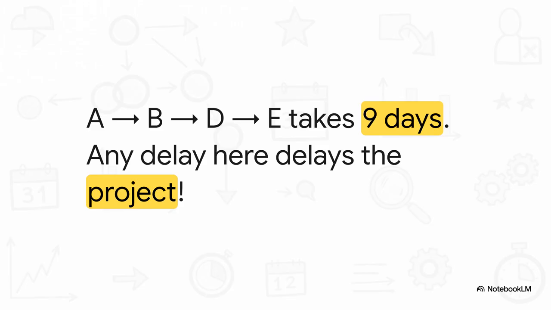These are the specific tasks you, as the project manager, must monitor with absolute intensity. If someone working on task C gets sick for a day, you're fine. But if someone on task B gets sick for a day, you need to pull in extra resources immediately or you are absolutely missing your deadline.